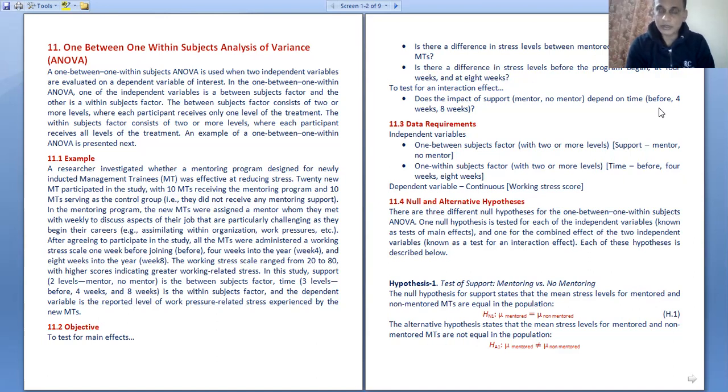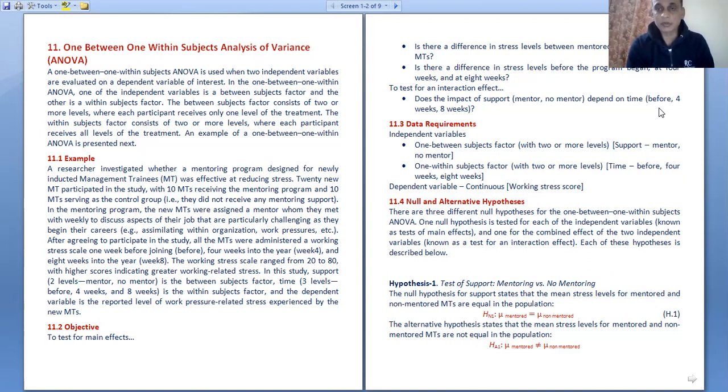Now, coming to the hypotheses, we have three hypotheses to be framed in this scenario. Hypothesis one talks about support only, and we have to see whether the stress level of the management trainee is the same whether the candidate is mentored or not mentored. So the null hypothesis means that the mentored and non-mentored will have almost similar stress levels, whereas for the alternate, their stress levels are bound to be different.